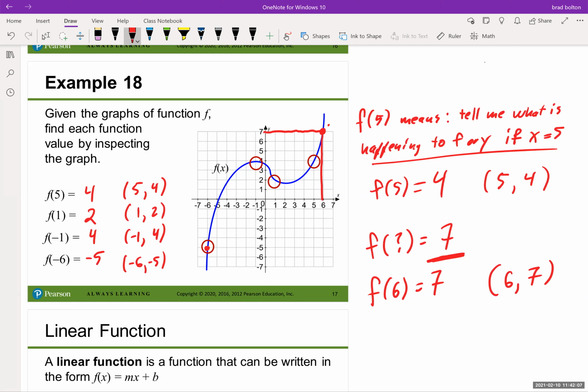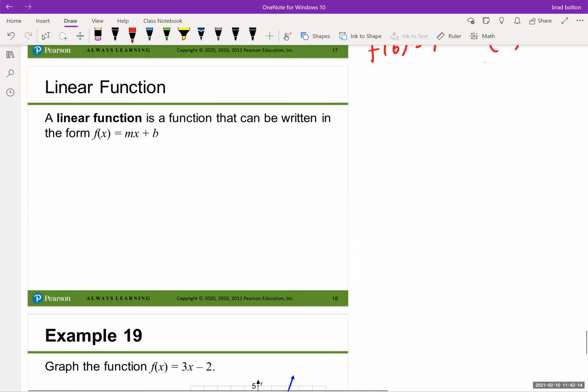Okay, so hopefully that helps you guys understand what you can do graphically by looking at it and what this notation means when they say it. Okay, so this is kind of just a little review just to make sure you guys are aware of this.